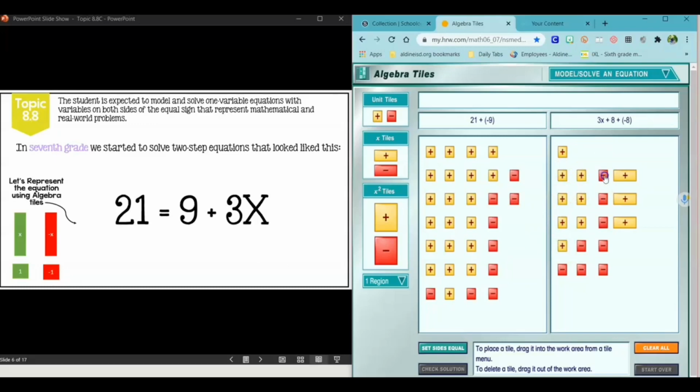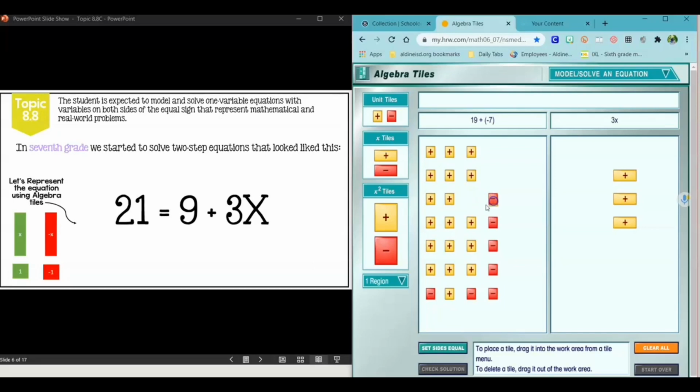And if you notice, I don't create my 0 pairs till I've added to both sides, because again, I want to make sure that I'm keeping my equation balanced at all times, which is super important. Okay, so I've created my 0 pairs here on the right side. I'm going to do the same thing on the left side. Okay.